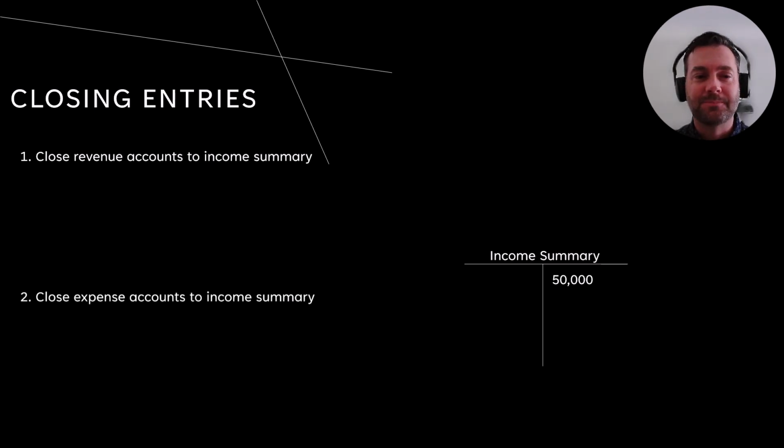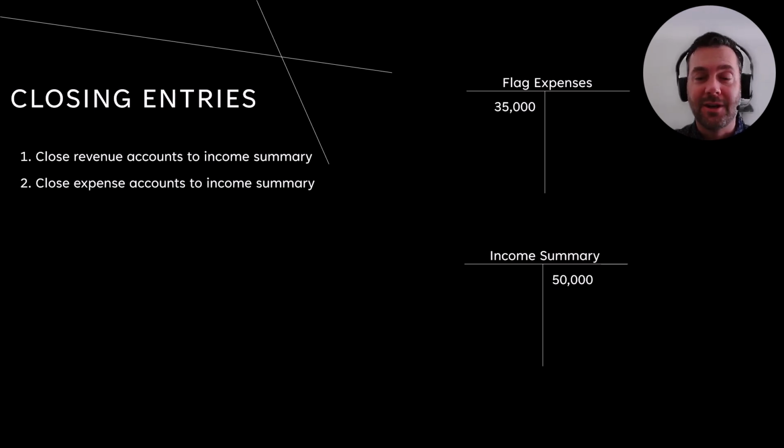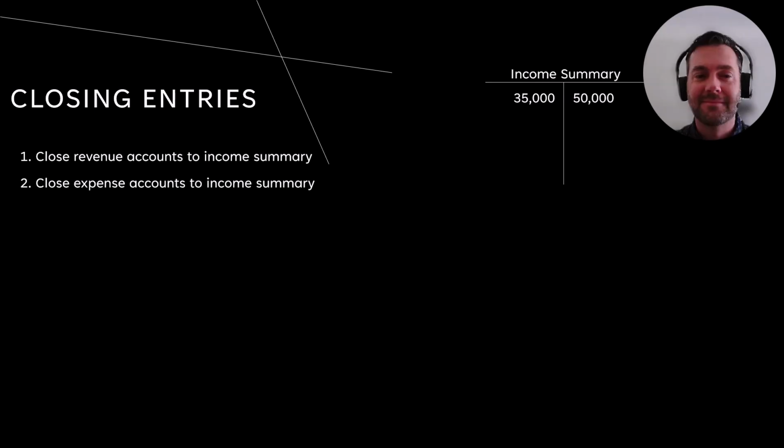Now on to step two. We're going to close the expense accounts to the income summary. And for simplicity's sake, we're going to only have one expense account called flag expenses. Expense accounts have a debit balance, so we have a debit balance of $35,000. To get it to zero, we will credit it $35,000. We have our $0 balance now, and we will debit income summary $35,000. This is what the journal entry will look like. Debit income summary $35,000. Credit flag expenses $35,000.